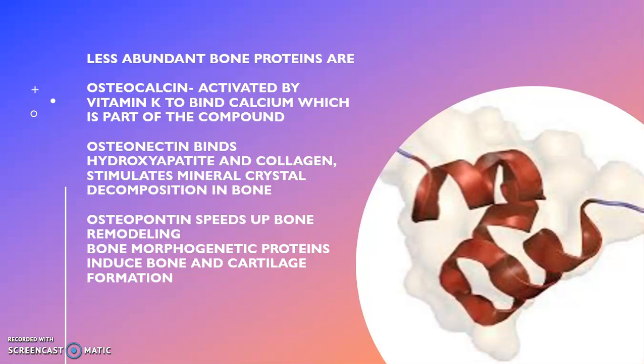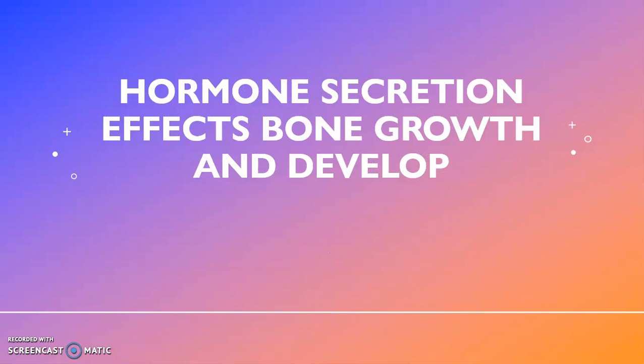Less abundant bone proteins are osteocalcin, which is activated by vitamin K to bind calcium, which is part of the compound. Osteonectin binds hydroxyapatite and collagen, and stimulates mineral crystal deposition in bone. Osteopontin speeds up bone remodeling. Bone morphogenetic proteins induce bone and cartilage formation.